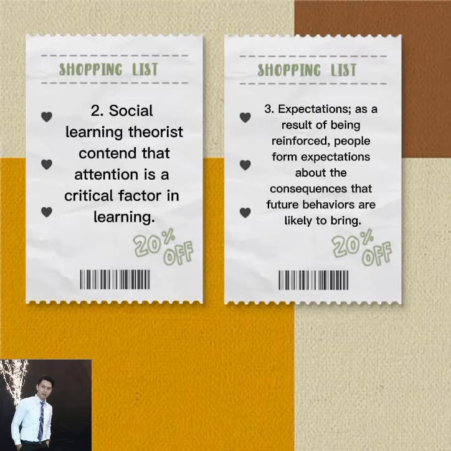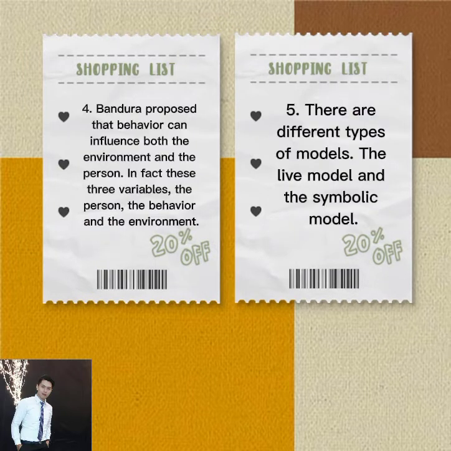Attention is the first step in the learning process. We cannot understand, learn, or remember that which we do not first attend to. Now, Bandura proposed that behavior can influence both the environment and the person. In fact, each of these variables, the person, the behavior, and the environment, can have an influence on each other.